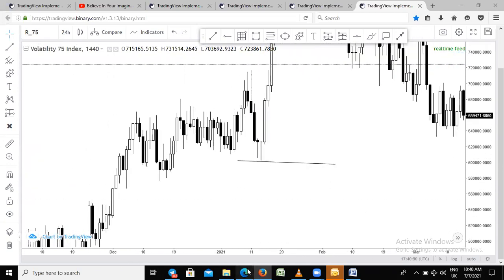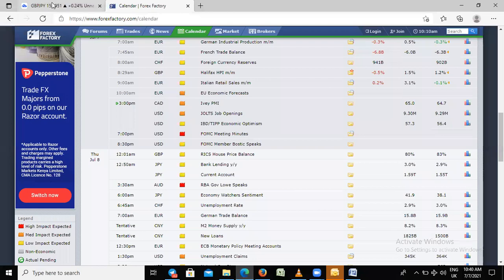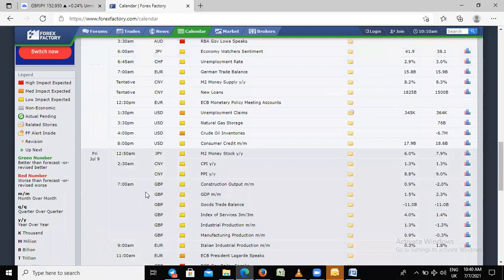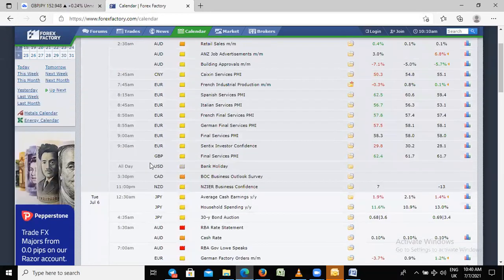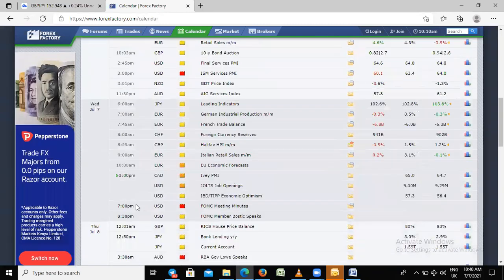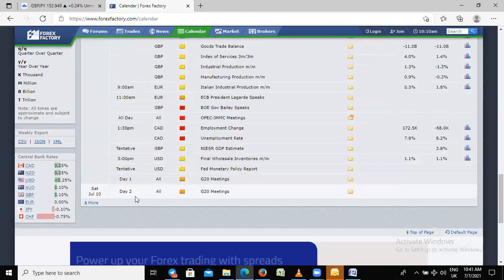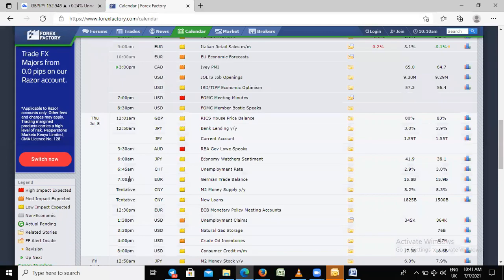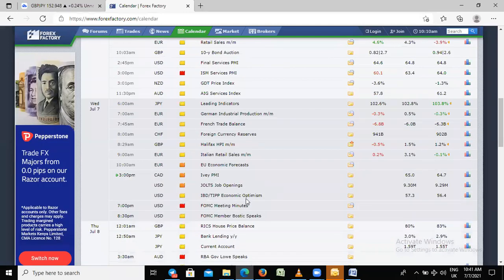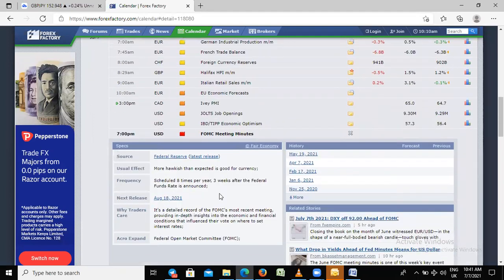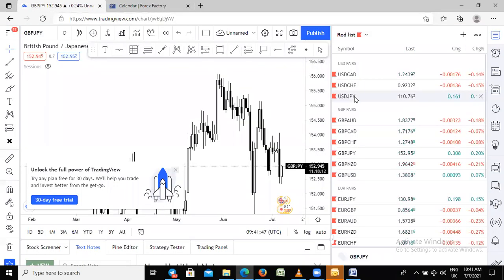Now let's go to the pair. Today is FOMC, so we're just keeping watch on the market. We're waiting for the news to give us the expected value of this FOMC. I don't know, is it out already? No, it's not out. So we're just keeping an eye. FOMC is a very, very volatile play of the market now.